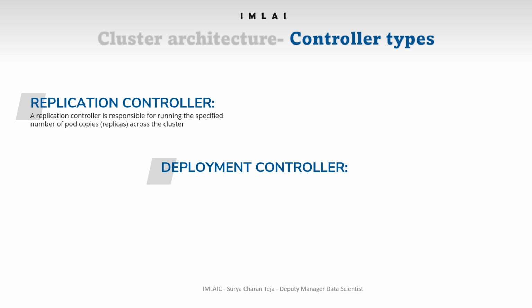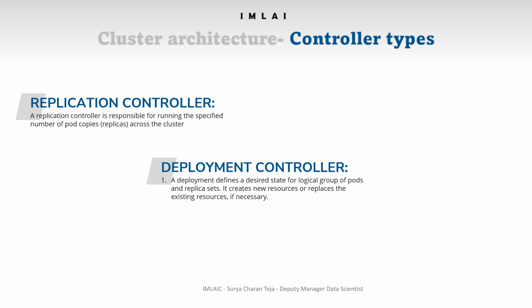A practical use case for a deployment is to bring up a replica set and pods, then update the deployment to recreate the pods, for example, to use a new image. Later, the deployment can be rolled back to an earlier version if the current deployment is not stable.